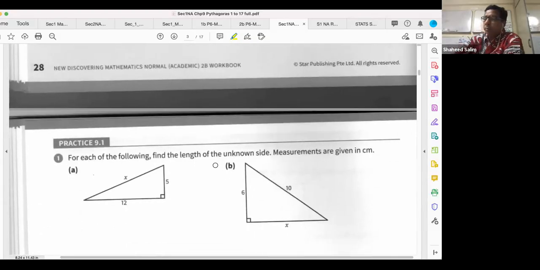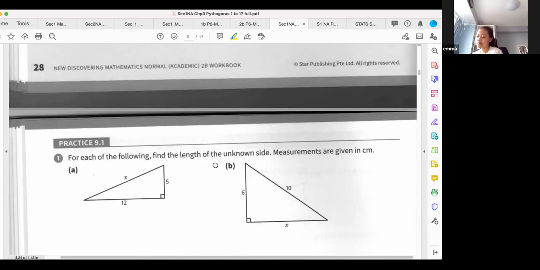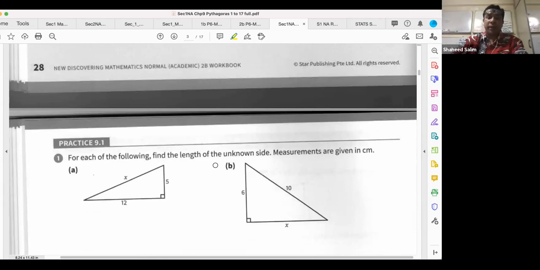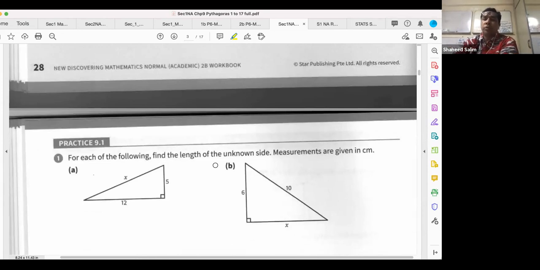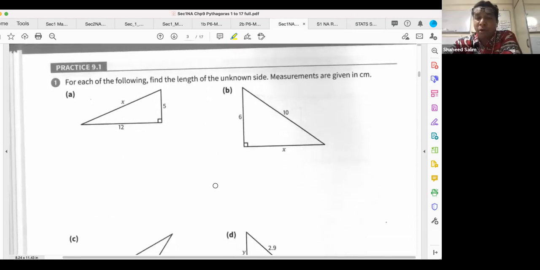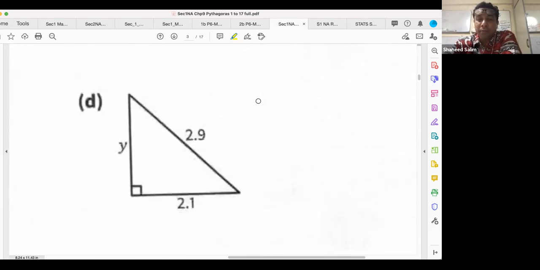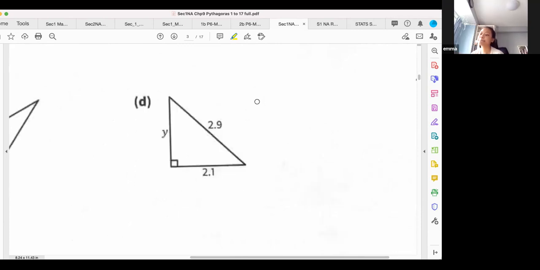Can you try these two? 1A and 1B. 169. Do you square root it? You must square root it. 13. Okay, well done. And what about the next one, B? Eight. You see, you will soon be bored doing this. It is that easy. Can you try D now? Okay, well done. Fast, huh?